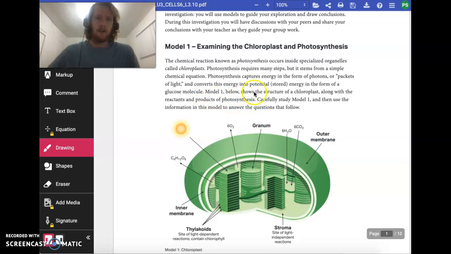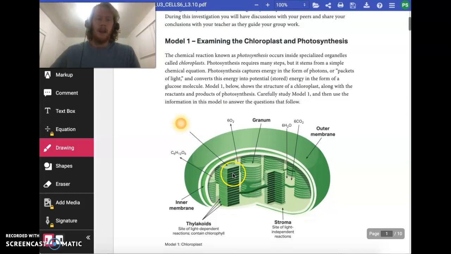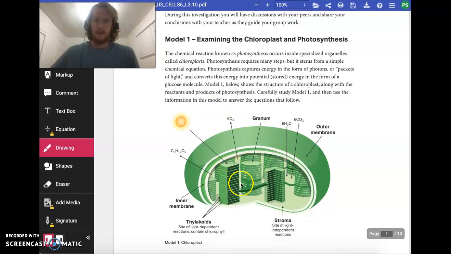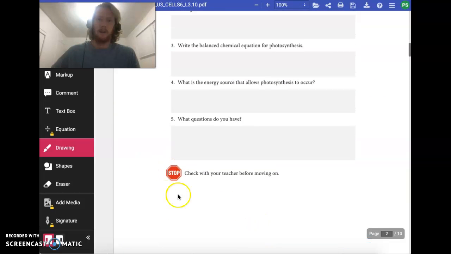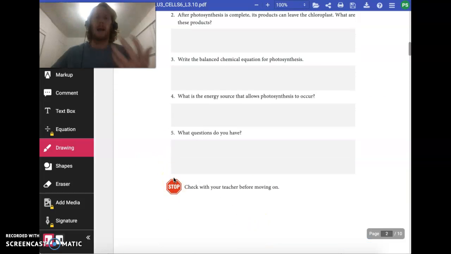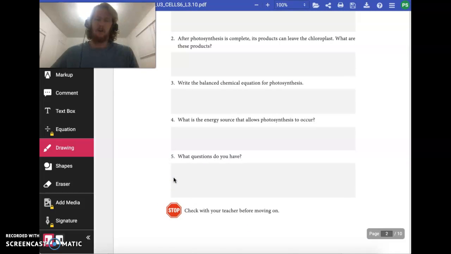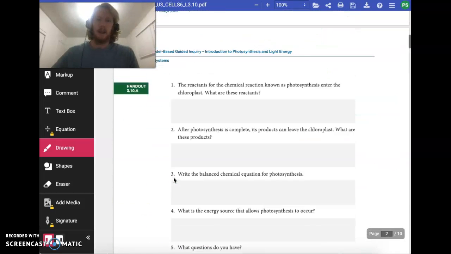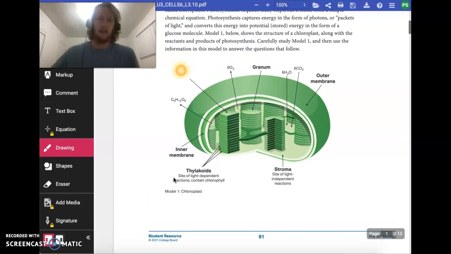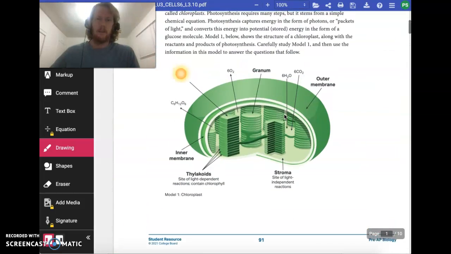Model 1 right here below shows the structure of a chloroplast along with the reactants and the products of photosynthesis. Carefully study Model 1 and then use the information in the model to answer the questions that follow. You're going to use what you see here to answer these questions. Once you get to a stop, that's when you'll come back, play the video, and check your work. So go ahead and pause the video, and answer questions 1 through 5 before coming back. I'll leave it on this if you'd like to have it open to look at as you work on these questions. So go ahead and pause.